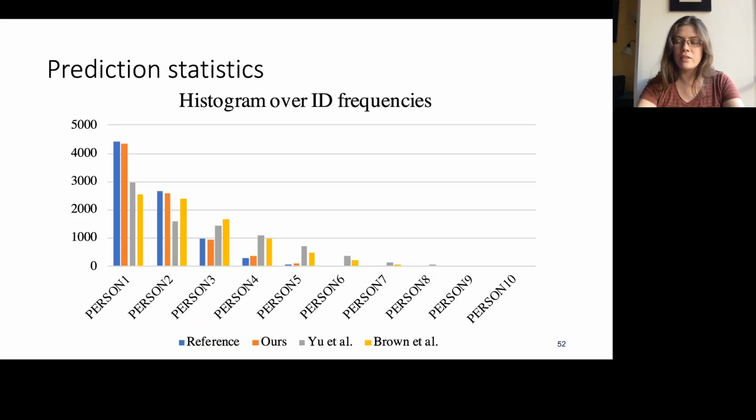We analyzed the difference in behavior for our method and these 2 concurrent works, and we see that our method can much more closely capture the distribution over these IDs that exist in the ground truths, while these 2 methods tend to underlink this frequent person 1 and overpredict other diverse IDs than necessary.